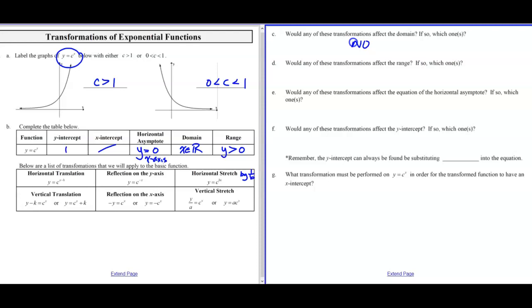No. Okay, so that one, it affects vertical translation. I'm just going to use abbreviation. Reflection on the x-axis. So if this is going up like this, and I reflect in the x-axis, now it's going to be below it. So that's changed the range. So that is going to affect it. Will the vertical stretch affect that? Okay. So that's it.